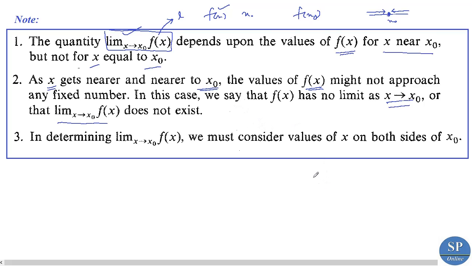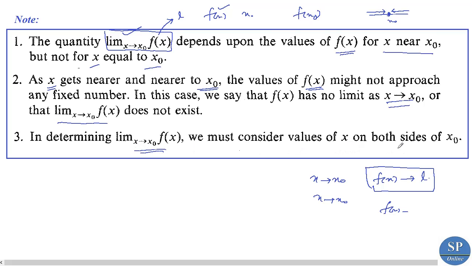If x approaches x naught, and f of x approaches a unique number L, then we can say that the limit of f of x is L as x tends to x naught. If x approaches x naught and f of x is not approaching a fixed number, then we can say that the limit does not exist.